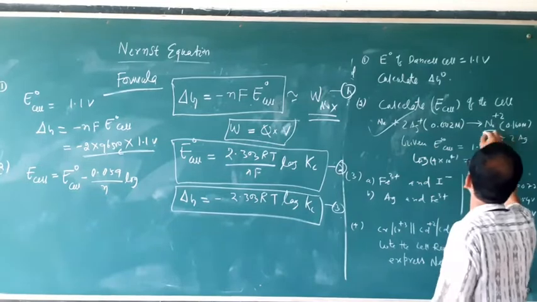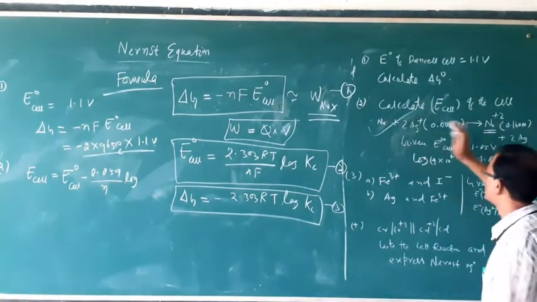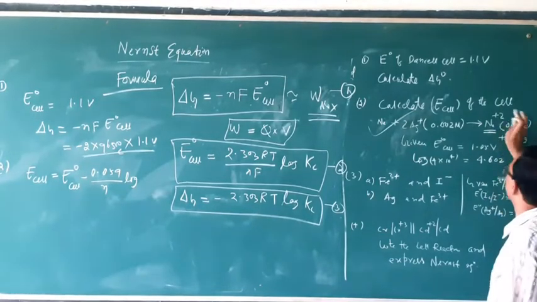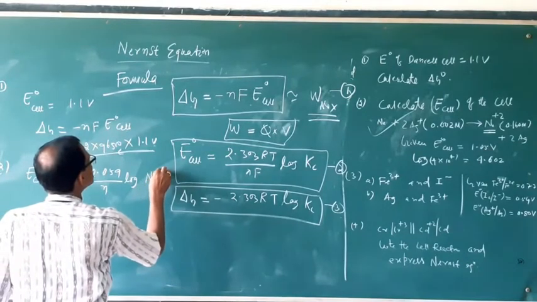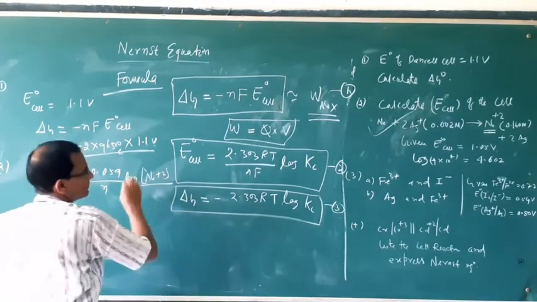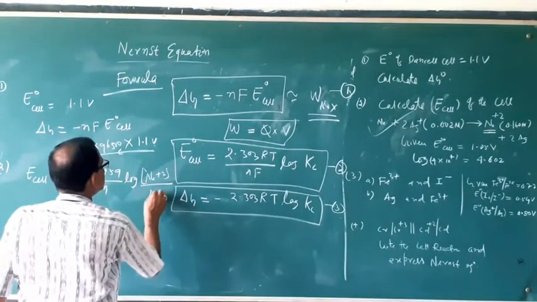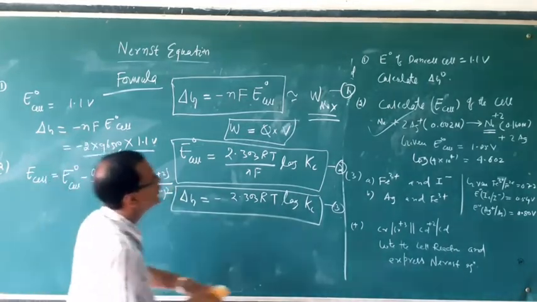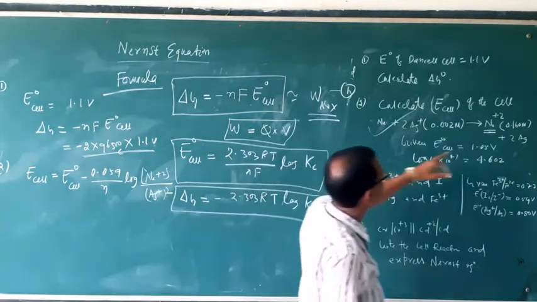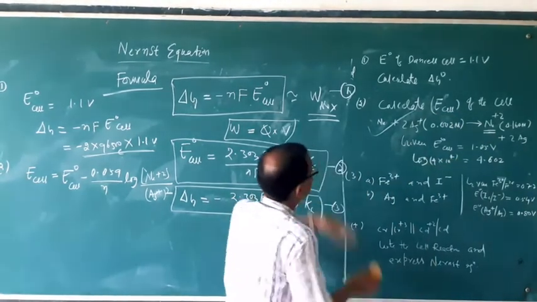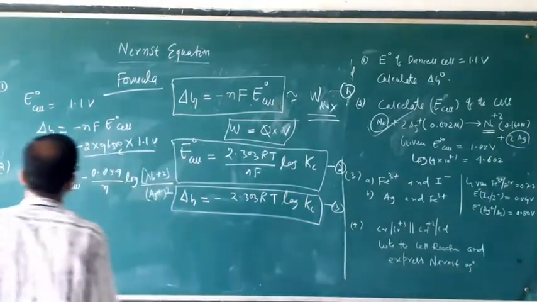Nickel changes to nickel 2 plus, because the Kc expression is product by reactant. So nickel 2 plus will be written first, upon Ag plus. How many Ag plus ions? 2 Ag plus, so it will be Ag plus square, because there is 2 Ag plus in the equation, you have to write the power 2. And nickel 2 plus only 1. Nickel and Ag are solids, so they will not be considered. So this is the value.